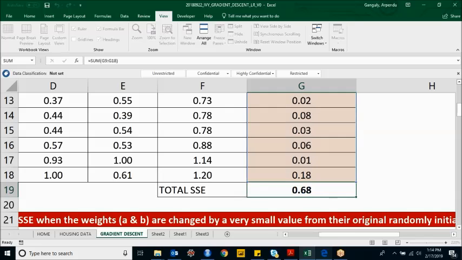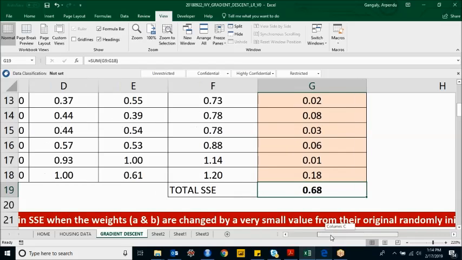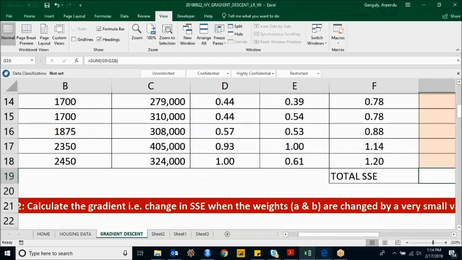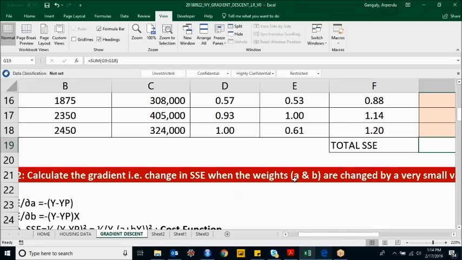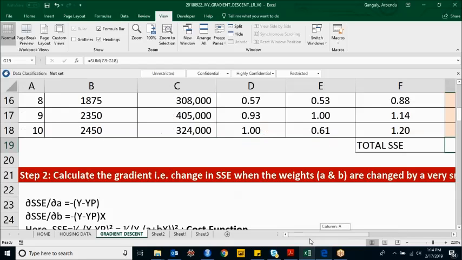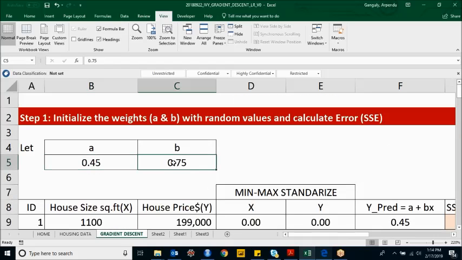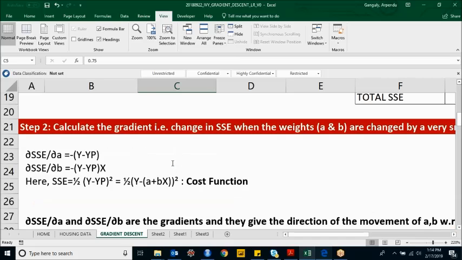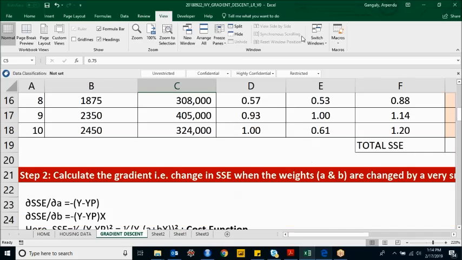Now with this you need to apply gradient descent. So calculate the gradient, the change in SSE when the weights A and B are changed by a very small value from their randomly initialized value. So what is the thing that you have to change now? Alpha and beta need to get updated through the gradient descent method. Now what gradient?